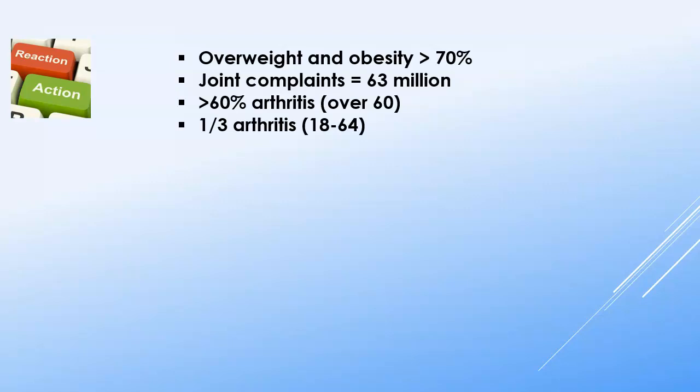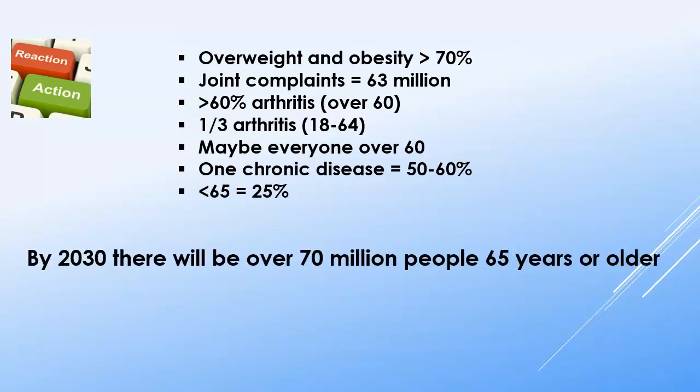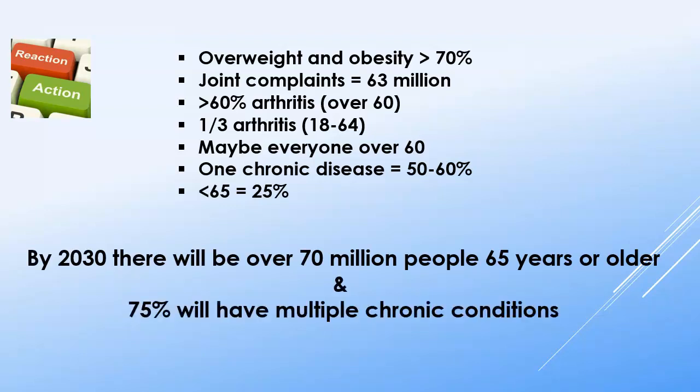In fact, even by some estimates, everyone over the age of 60 is thought to have one joint with some form of arthritis in it. Close to 50% of U.S. adults have one chronic disease. 25% of adults under the age of 65 have 2 or more chronic diseases. And by 2030, there will be 70 million people aged 65 years and older who have, and 75% of them will have multiple chronic conditions.